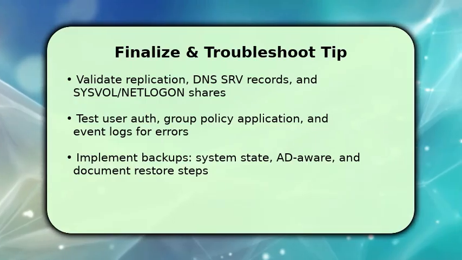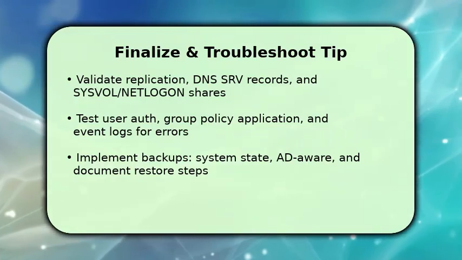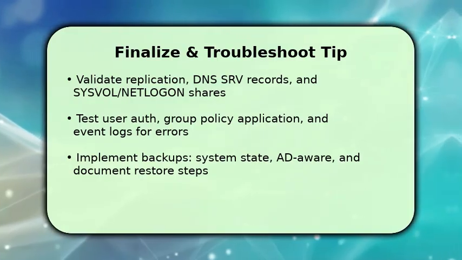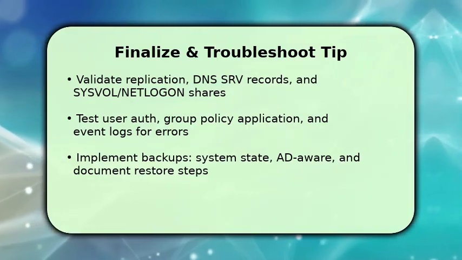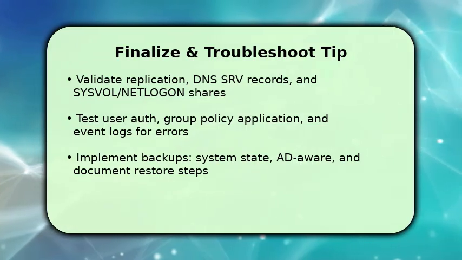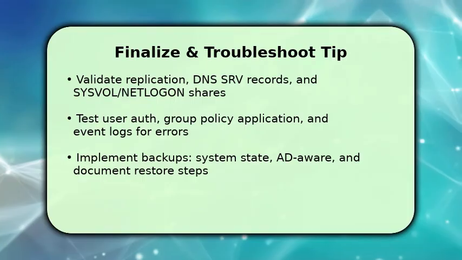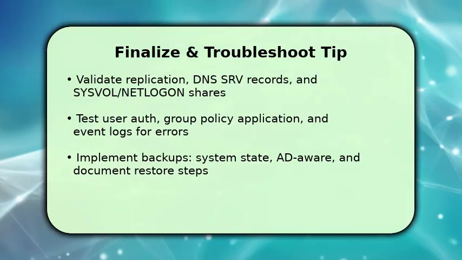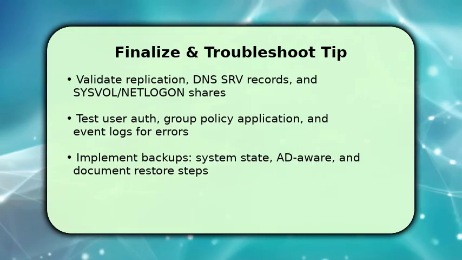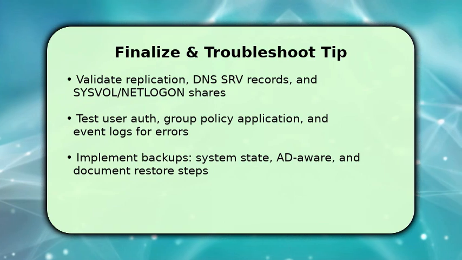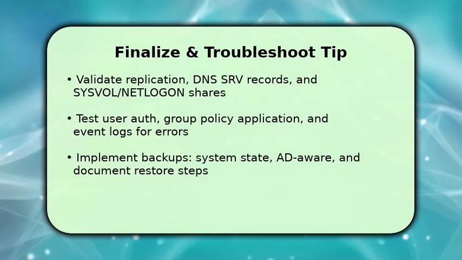Check replication with Repadmin and verify DNS SRV and A records. Confirm SYSVOL and NETLOGON share presence. Test user authentication, logon scripts, and that group policies apply. Review event logs for NTDS or DNS errors. Finally, schedule regular system state and AD-aware backups and document restore procedures so you can recover quickly. If replication fails, check time, DNS, and firewall rules first.